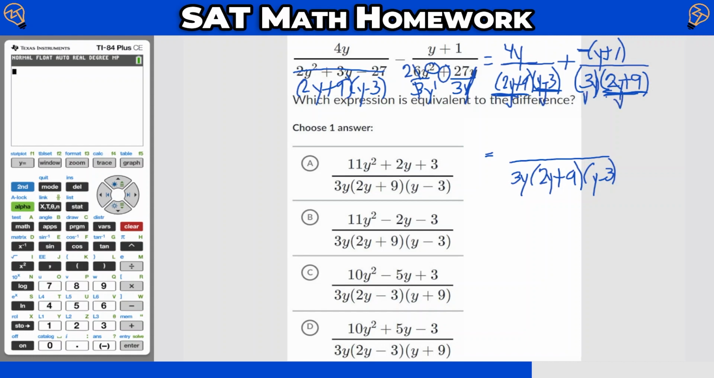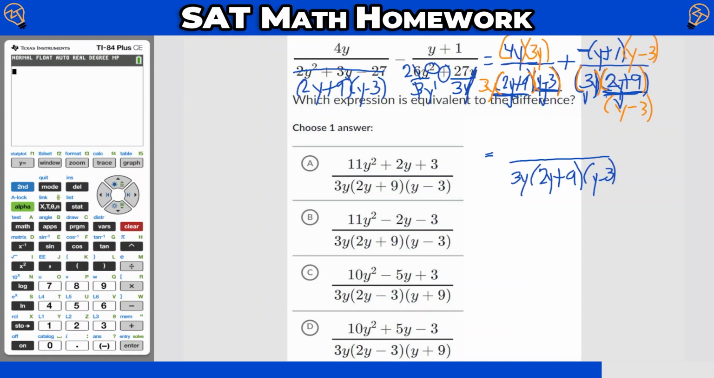So now we can say, well, what is this denominator lacking that's in the common denominator? Well, it doesn't have that 3y. So I'm going to multiply top and bottom by 3y for that fraction. And then for my other fraction, the only thing that I don't have is the y minus 3. So I'm going to go ahead and multiply top and bottom by y minus 3.